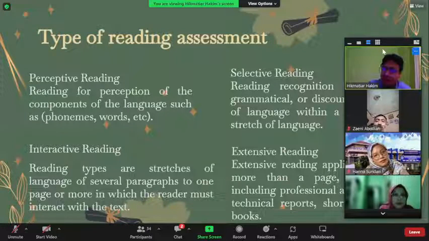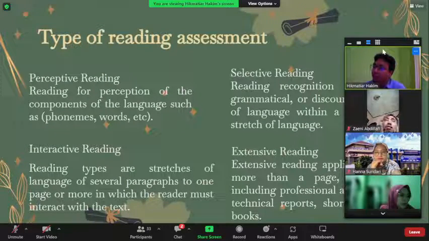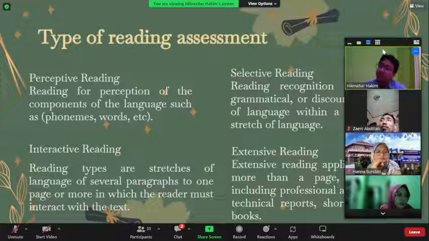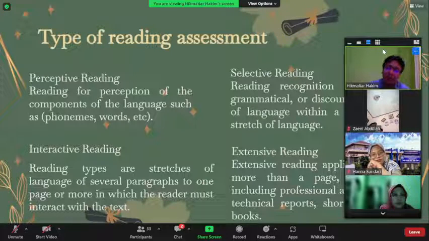Because in perceptive reading, the text that you get is like a letter, a word, and then you learn about punctuation. In selective reading, you will get short sentences, and then you also have to match some texts, answer some true or false questions, and multiple choices. In interactive reading, you will get several paragraphs to one page or more. In extensive reading, you will get more than one page. It could be articles, essays, technical reports, short stories, or even a book itself, the whole book.